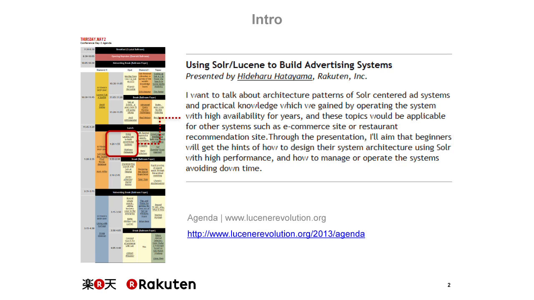Okay, so here is my presentation agenda copied from the conference site. I'm going to talk about architecture patterns of Solr-centered advertising systems and practical knowledge which we gained by operating the system with high availability for years. Through the presentation, I'm hoping that beginners will get hints of how to design their system architecture using Solr with high availability, and how to manage or operate the system avoiding downtime.